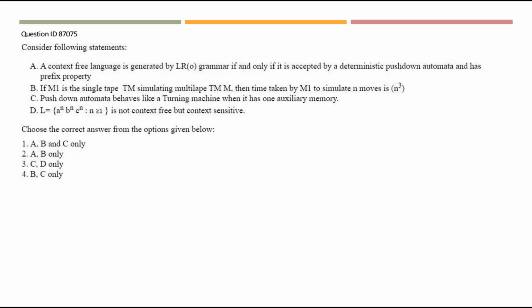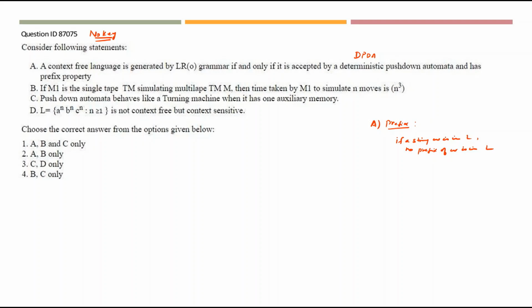Next question. This question has no key. Consider the following statements. A context-free language is generated by LR grammar if and only if it is accepted by a deterministic push-down automaton, called DPDA, and has the prefix property. What is the prefix property? If a string W is in L, no prefix of W is in L. When you add some prefix to the string W, this new string with the prefix should not be a part of the language. That is the prefix property.